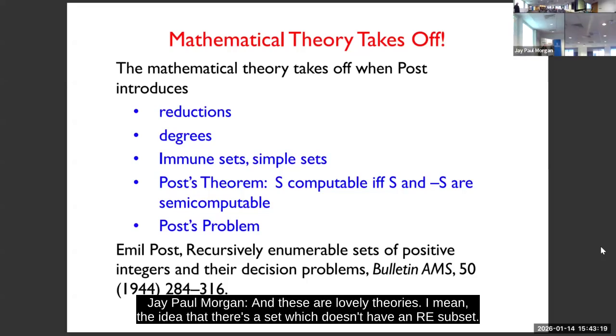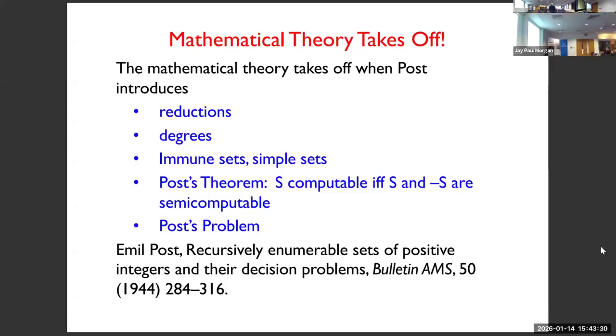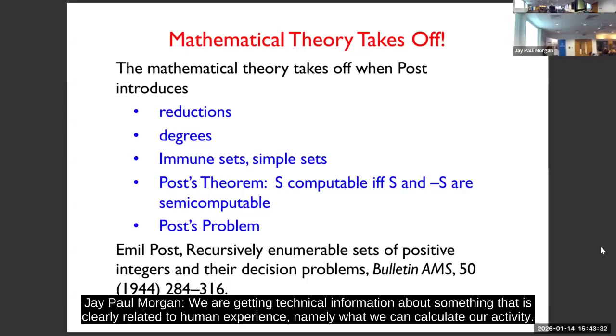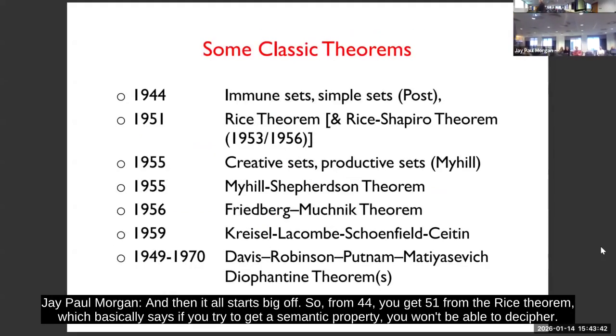And these are lovely theorems. I mean, the idea that there's a set which doesn't have an RE subset starts to tickle you, and it still has an air of we are exploring something. We are getting technical information about something that is clearly related to human experience, namely what we can calculate out of Turing. And then it all starts to take off.